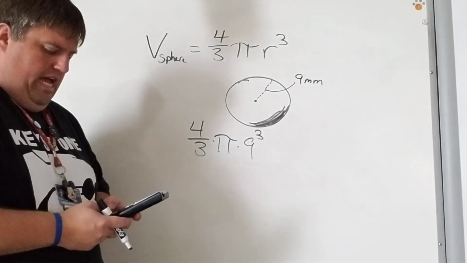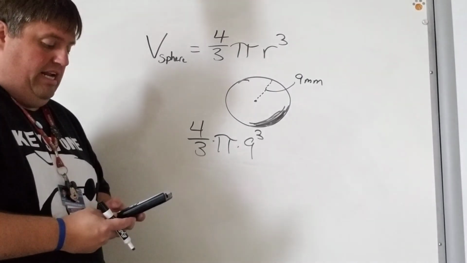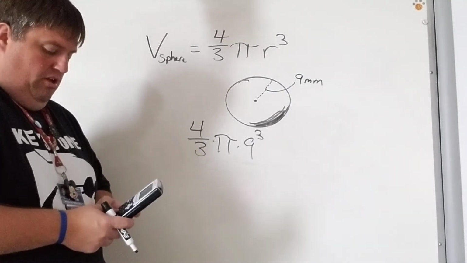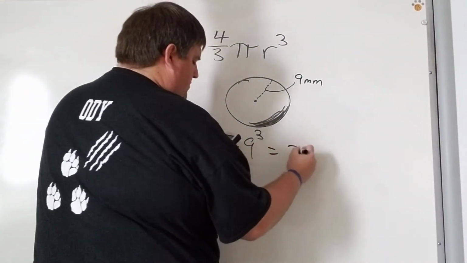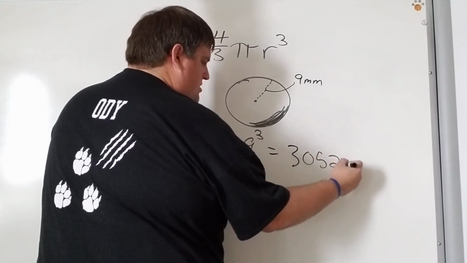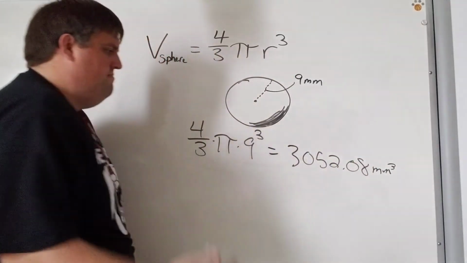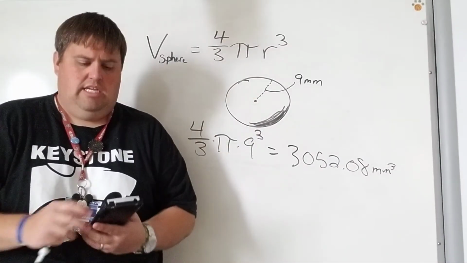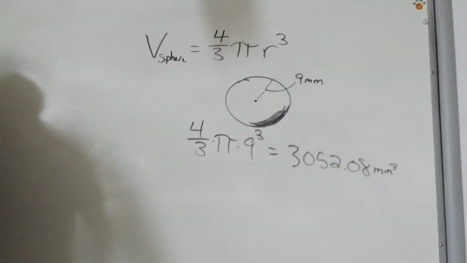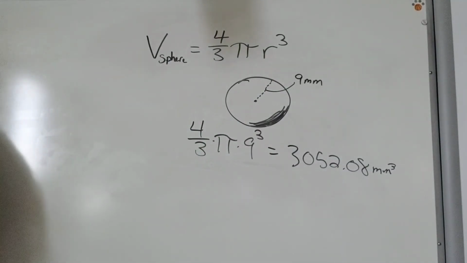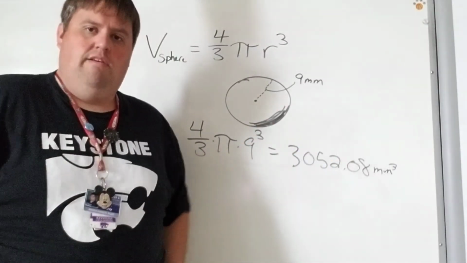I got 729. Then you multiply that by pi. I got 2,289.06. And then multiply by 4/3. And you get your volume of 3,052.08 millimeters cubed. So that one's pretty easy. You just have to plug it in the formula. And like I said, I will give you that formula on the test. So you shouldn't have to freak out about it.